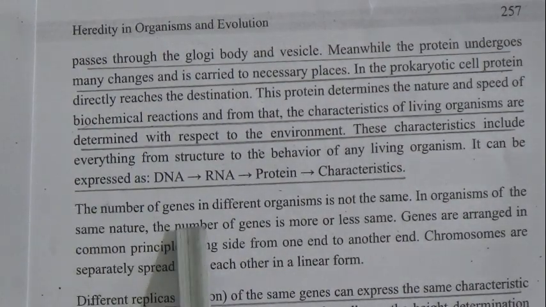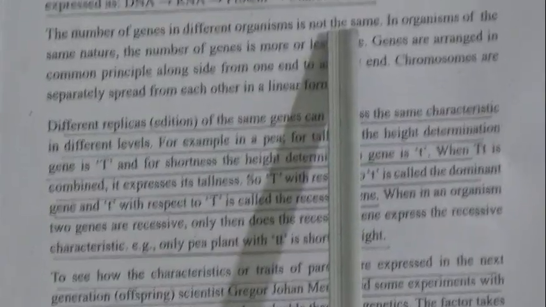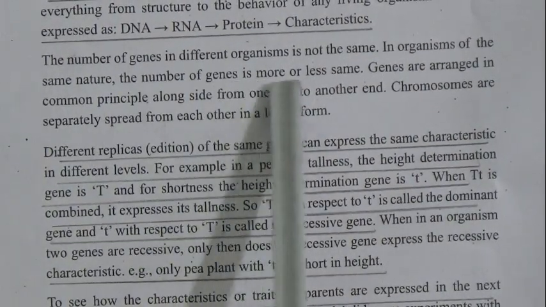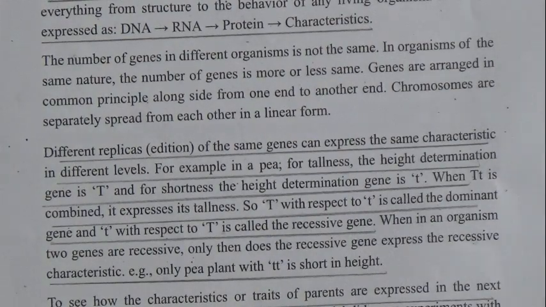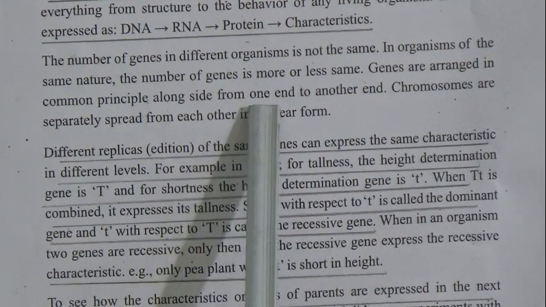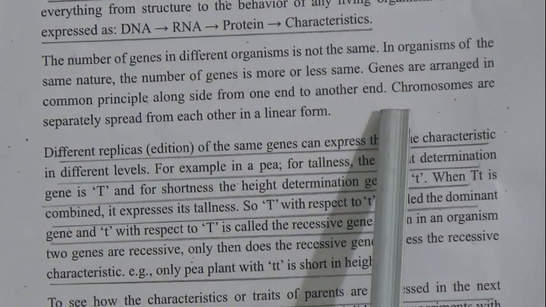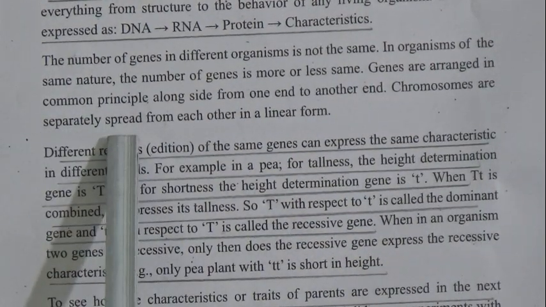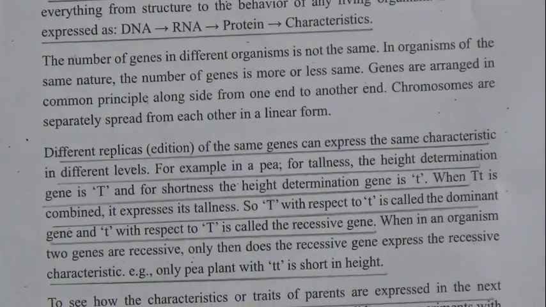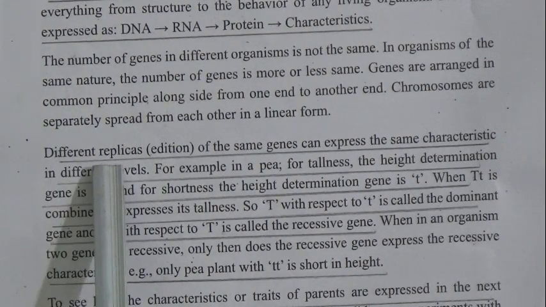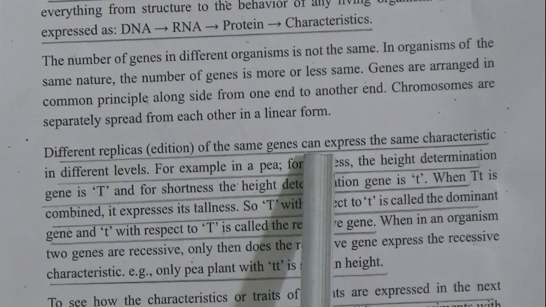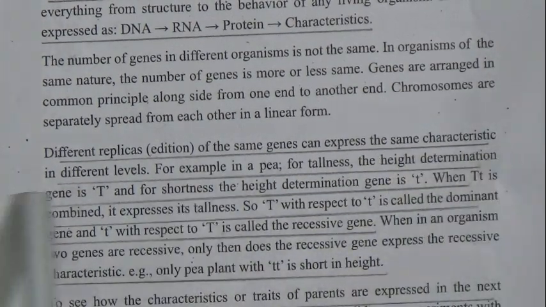The number of genes in different organisms is not the same. In organisms of the same nature, the number of genes is more or less the same. Genes are arranged in a common principle from one end to another end. Chromosomes are separately spread from each other in a linear form. Different replicas or additions of the same genes can express the same characteristic at different levels.